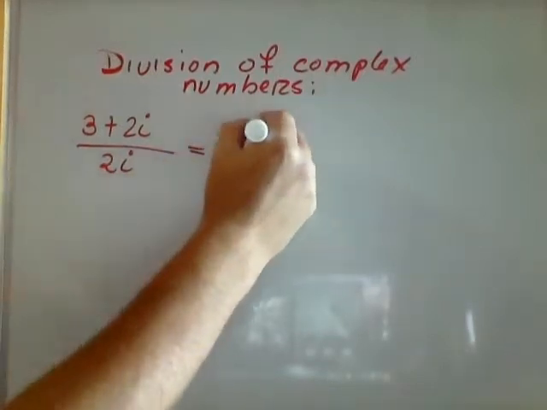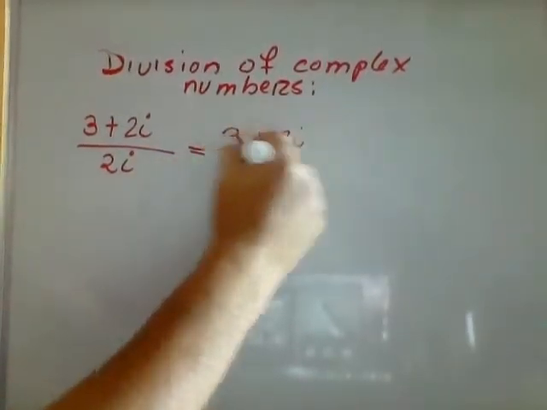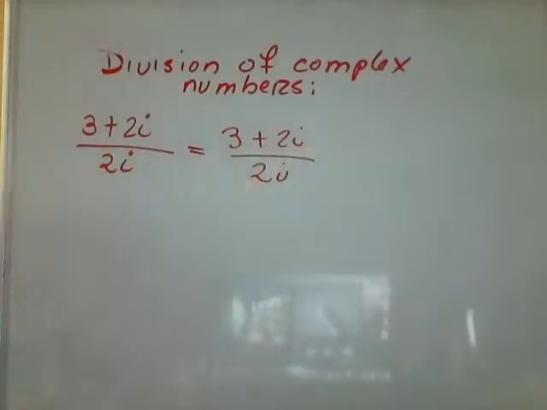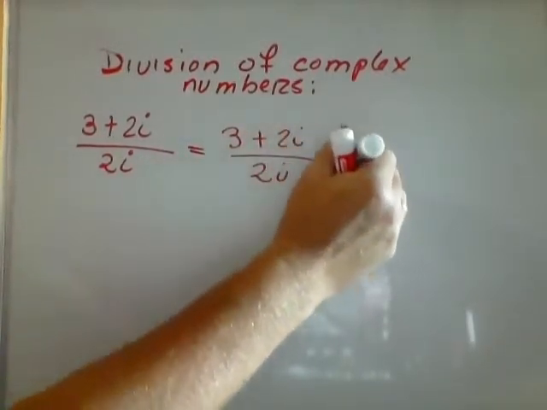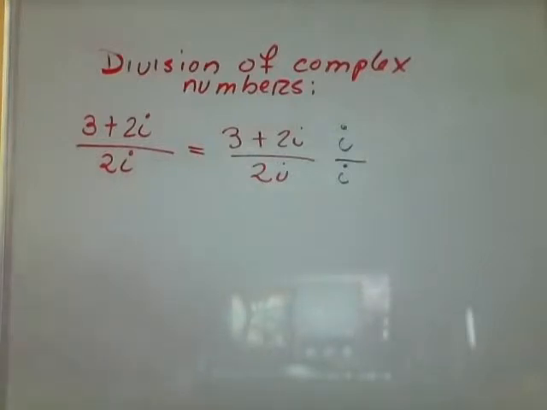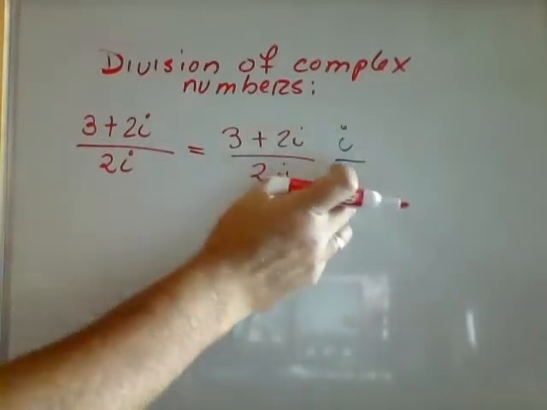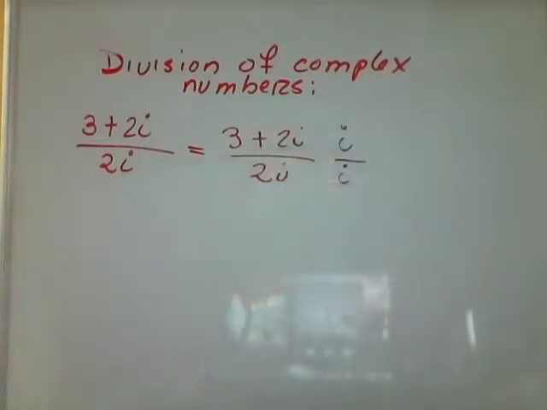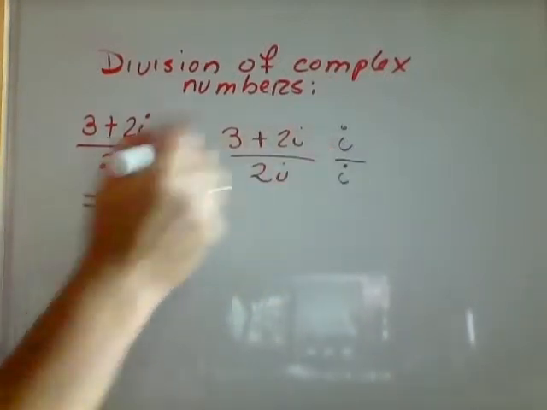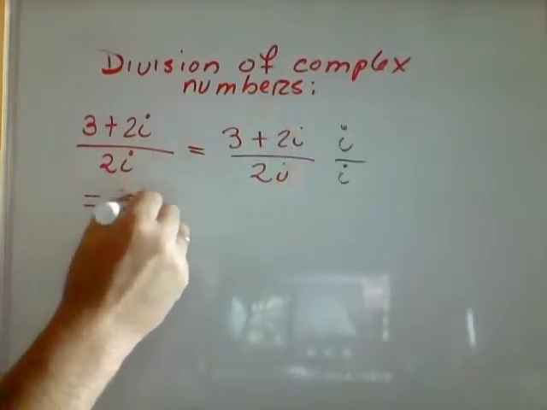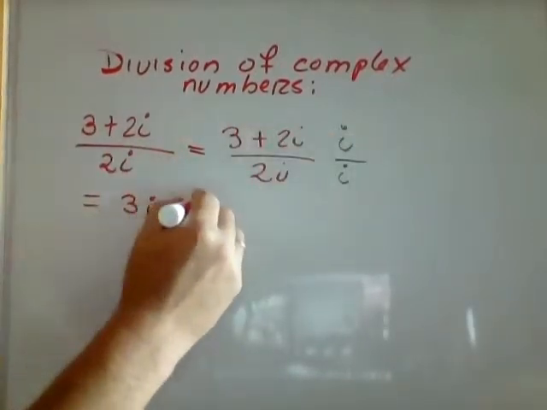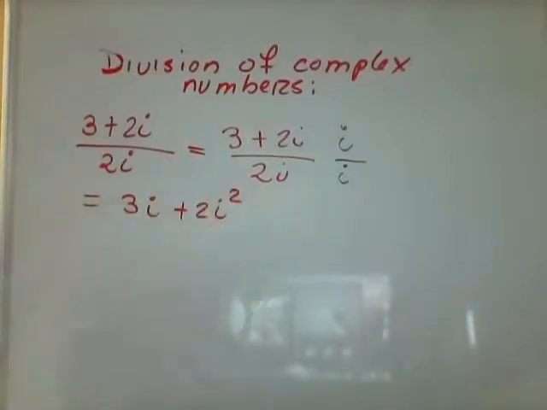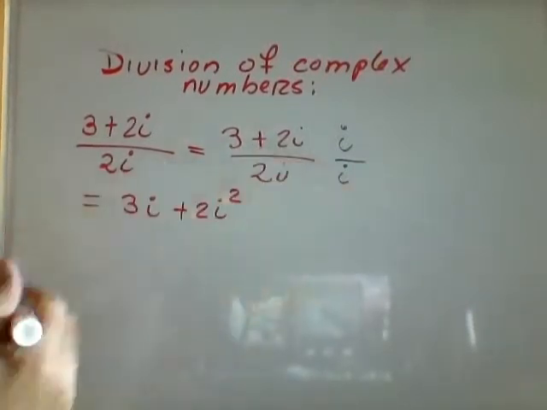We do then (3 plus 2i) over 2i, and then we multiply by i over i. The question here is to try to remove the i we have at the denominator of the fraction. We get then 3 times i will be 3i, 2i times i will be 2i to the second, and 2i times i will be 2i to the second.